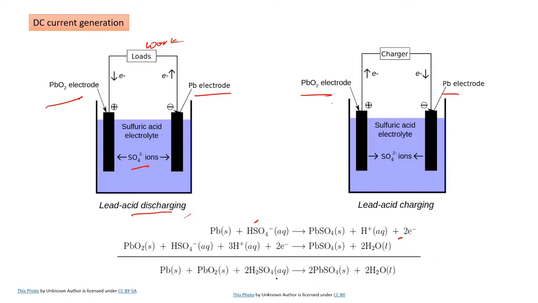Okay, so this equation which you can see here in the final, this is both ways. So when you charge it, in this direction it is discharging, and in this direction it is charging, provided you have to give an external power while charging. Okay, so this is how the current is generated in a DC power supply.